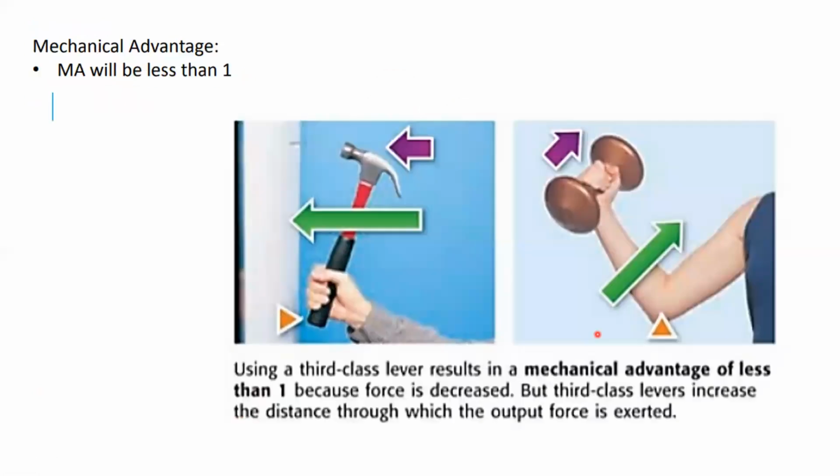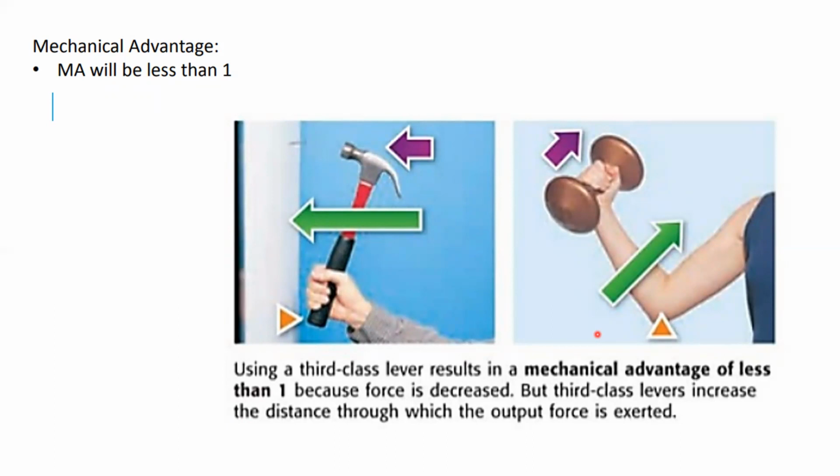Now let's see what's the mechanical advantage. As we said, it is less than 1, because the load is farther away from the fulcrum. Or another explanation: because the force is decreased. So when the force is decreased, the distance will be increased.